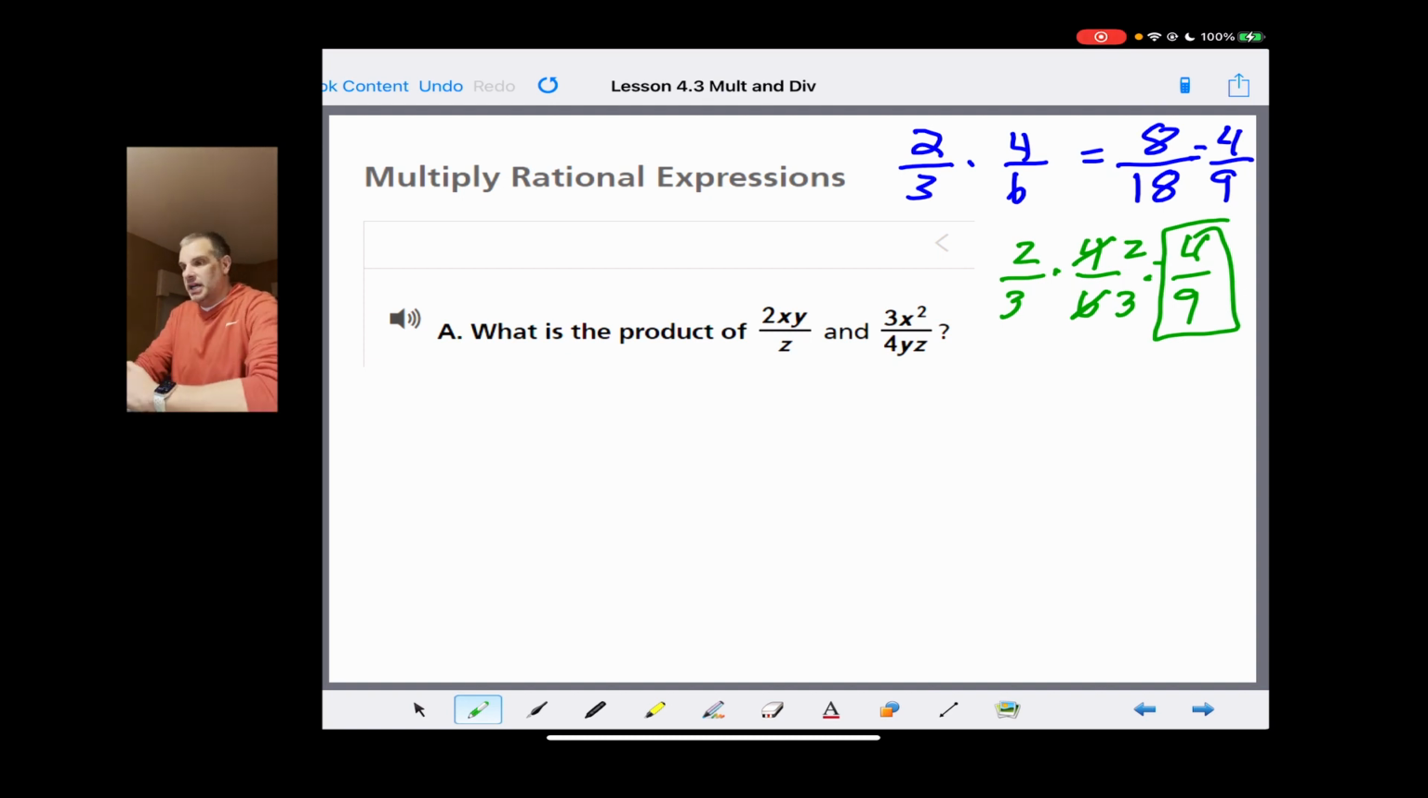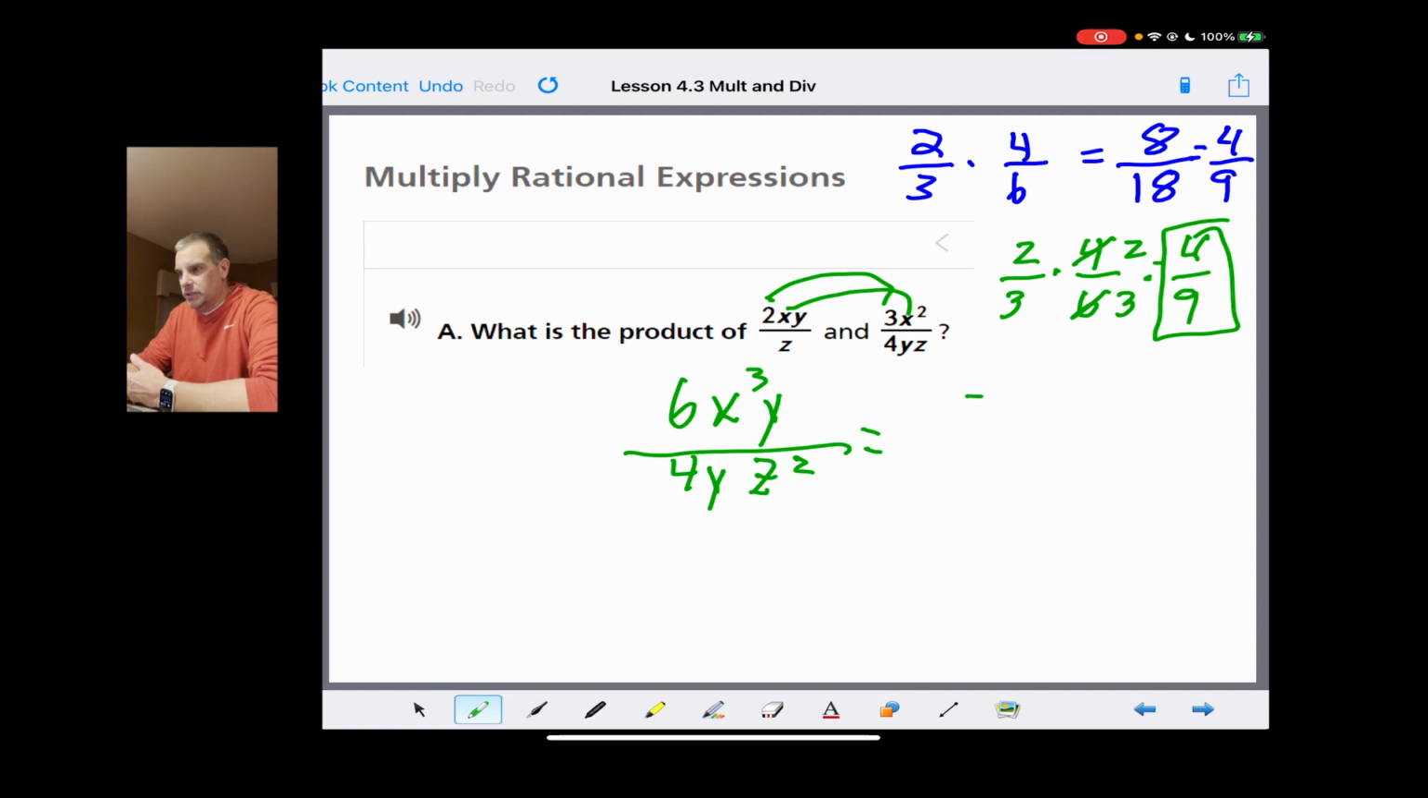So I'm going to take 2 times 3. I'm going to go top times the top. 2 times 3 is 6. x times x squared is x cubed. y. Bottom times the bottom, I've got 4y. And then z times z is z squared. Now I can reduce. 4 and 6 reduce to 3 and 2.